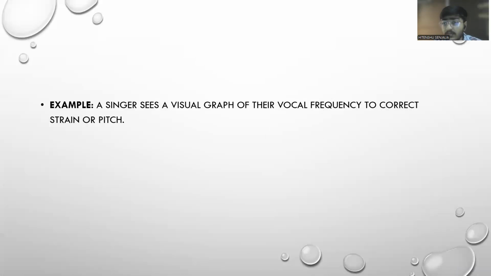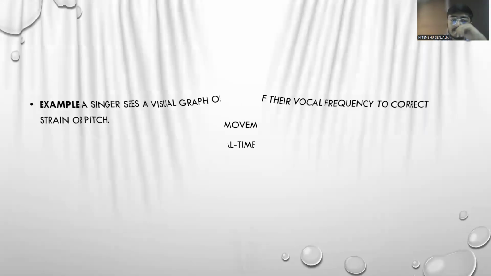Now we can see the example of this biofeedback. A singer sees a visual graph of their vocal frequency to correct the strain or the pitch. So you can see that the singer has to manage their voice according to the rhythm of the sound. By seeing the voice pitch graph on the screen, the singer can assess how to manage the vocal frequency of their voice.